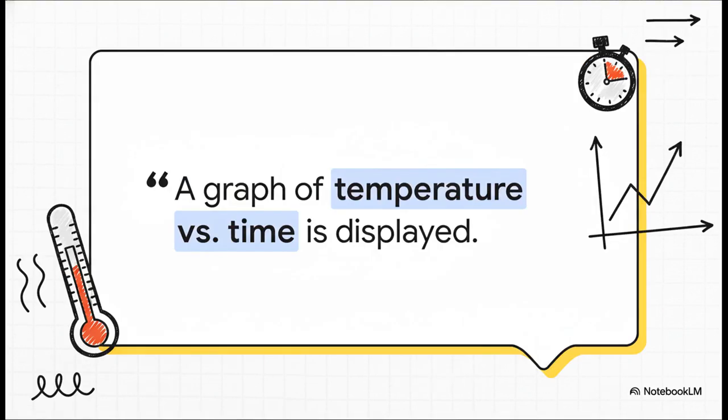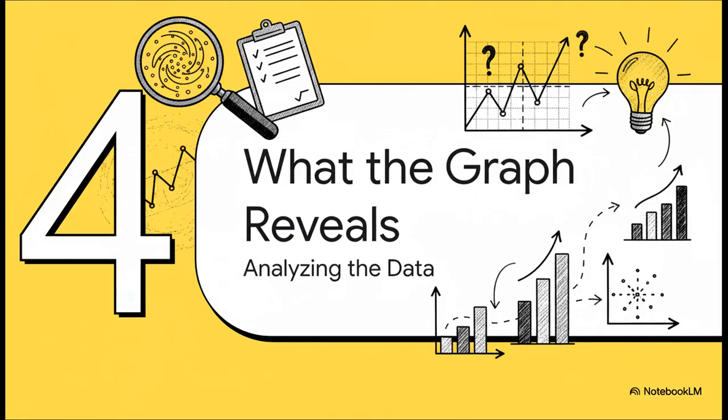So, the 60 seconds are up. And what do we have to show for it? Not just a boring list of numbers. No, we get a visual story. We get a graph of temperature versus time. Okay, so collecting the data, that's just half the battle. Now we've got to figure out what this graph is actually telling us.